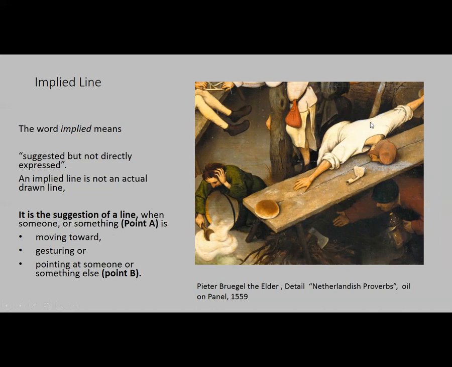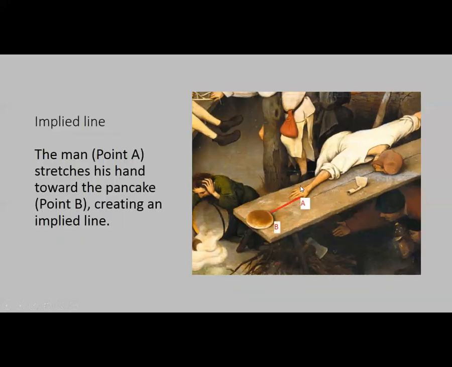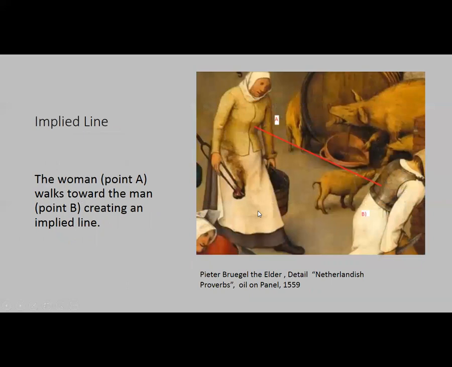So this guy's arm is stretched out. Let's go to the next page. It's stretched out, and whatever he is, he's hungry. He wants that pancake. So in this case, the man stretches his hand, point A, toward the pancake, point B, creating an implied line. Also great frustration for him because he can't reach the pancake.